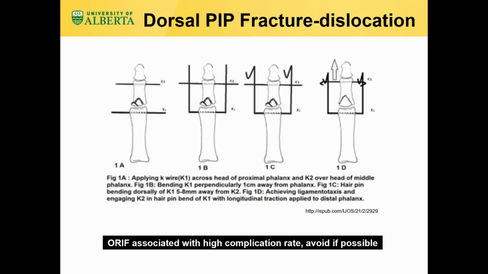Open reduction internal fixation is associated with a high complication rate, such as infection, joint stiffness, arthritis, or instability. Because of this, ORIF should be used only if the fracture or dislocation is irreducible.